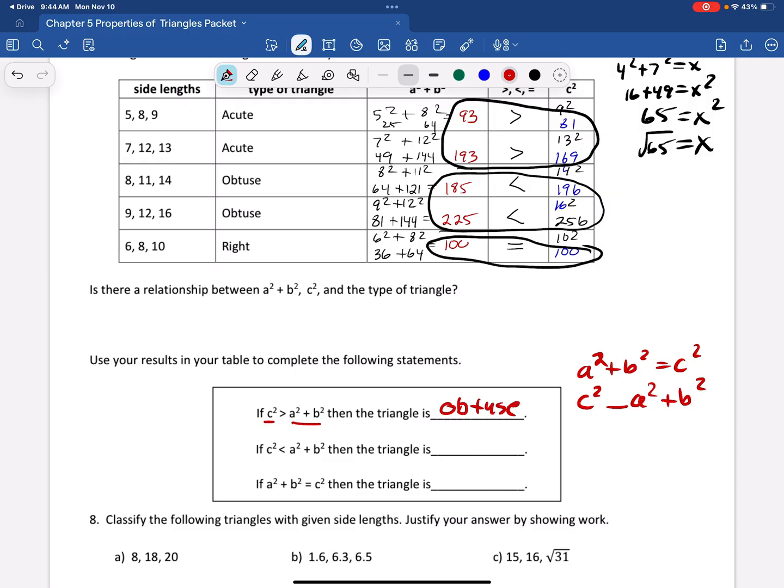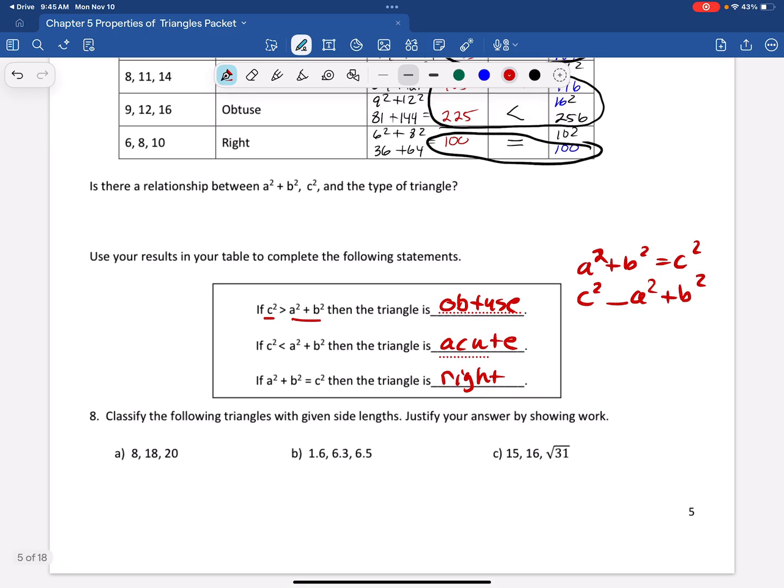Okay, and then when was it less than? Right here, 81 was less than 93, 169 was less than 193. So when the triangle was acute, the c squared was less. And then when was it equal? Right here, we have 100 is equal to 100, and that was when it was a right triangle.